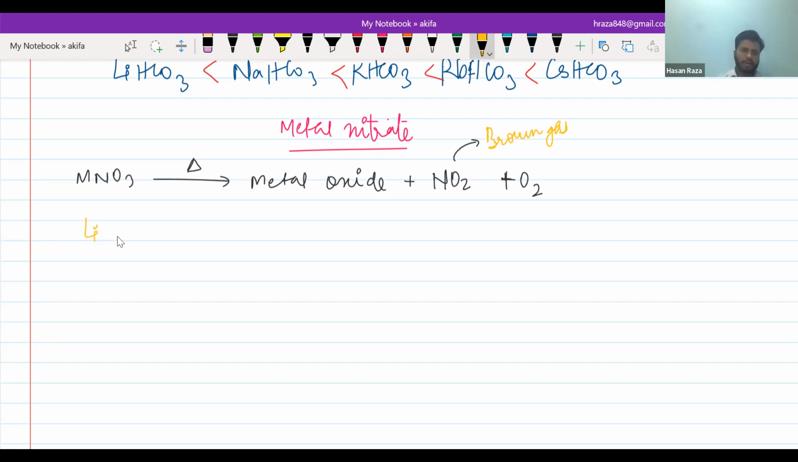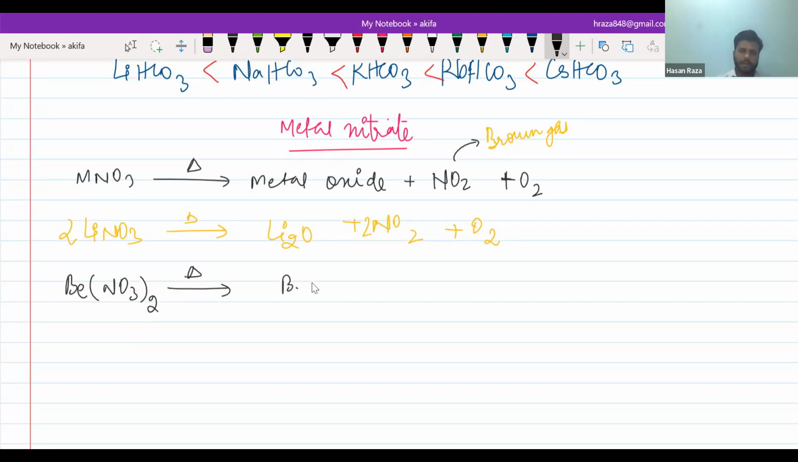So if you take LiNO3, the metal oxide will be Li2O. For balancing, I'm going to multiply by 2, and then NO2, and then O2. Again, if you take a reaction from the second group, it will be the same, beryllium oxide, and then 2NO2, and then half O2. Simple, just like this. Okay. Just write it.